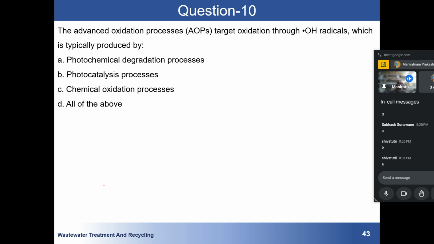Coming to question number 10. Advanced oxidation process targets the hydroxyl radical, that is OH, which is typically produced by. Again, this is a very simple question, and I have given you some context on what this advanced oxidation process, AOP, is.